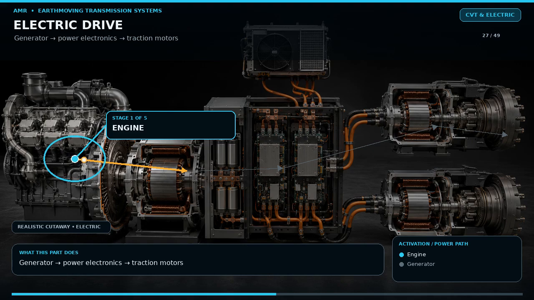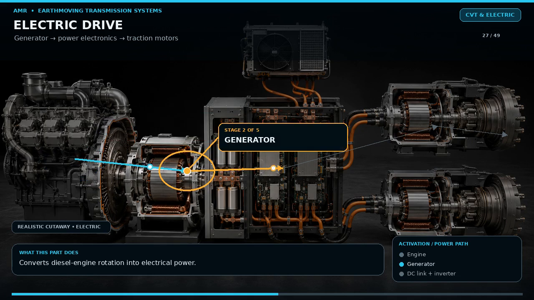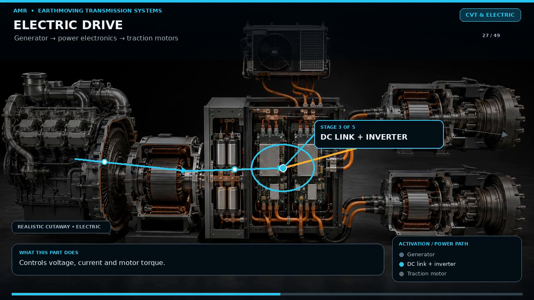In an electric drive dozer or haul truck, the diesel engine turns a generator instead of a conventional multi-speed transmission. Generated electrical power passes through a DC link and power electronics. Inverters control current and frequency to the traction motors. The motors turn reduction gears and final drives at the wheels or tracks. The operator's travel command goes to a controller, which calculates required motor torque and sends gate commands to the inverters.